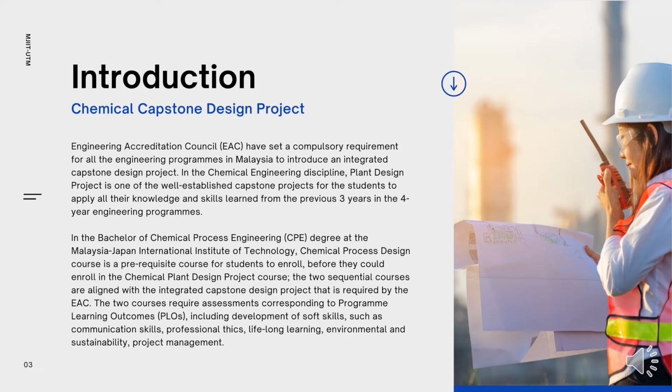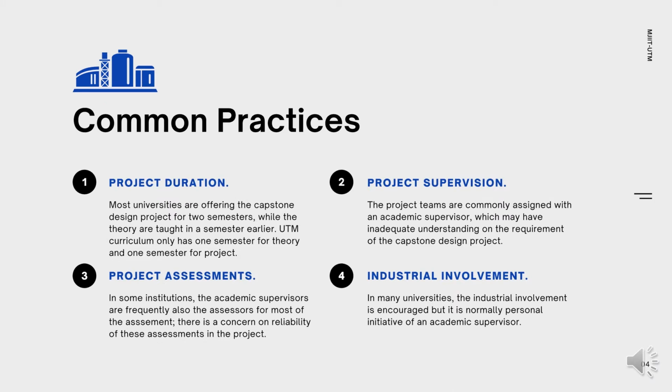In this project, the students are able to acknowledge the usefulness and importance of each of the subjects in the program. In the Bachelor of Chemical Process Engineering program in MJIT, the Chemical Process Design course is a prerequisite course for the students to enroll into the Chemical Plant Design project. The chemical process design is an important theory class for the students to be able to work on the design project in the final semester. The design project committee members are committed to continuous quality improvements for enhancing students' learning experience based on the feedback from benchmarking with other universities, external examiners, industrial advisory panels, industrial supervisors, lecturers, and graduates.